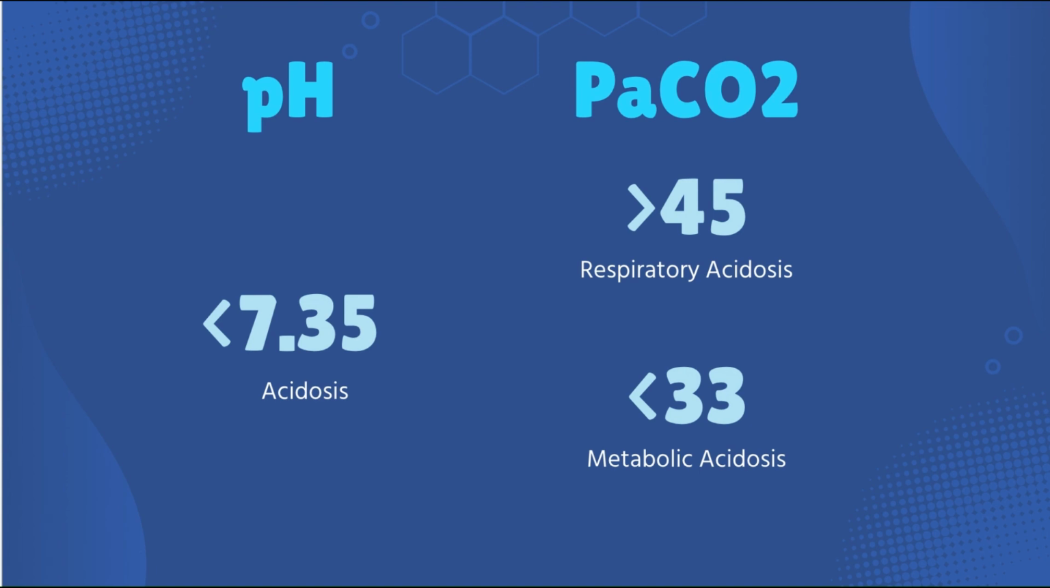Now, PaCO2 is related to the lungs and related to respiration. So this acidosis in the blood is caused by respiratory acidosis. For whatever reason, your lung is not functioning well, you're not breathing fast enough, you're taking shallow breaths, and these all help retain CO2 in the blood, increasing the number, causing the blood to be acidotic. Now, if your PaCO2 is below 33, then what?